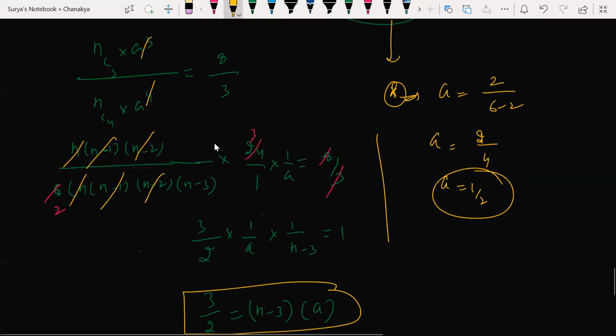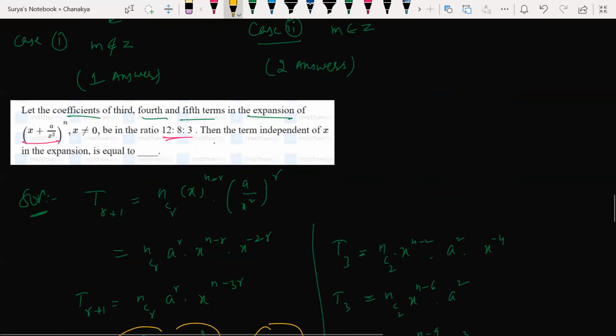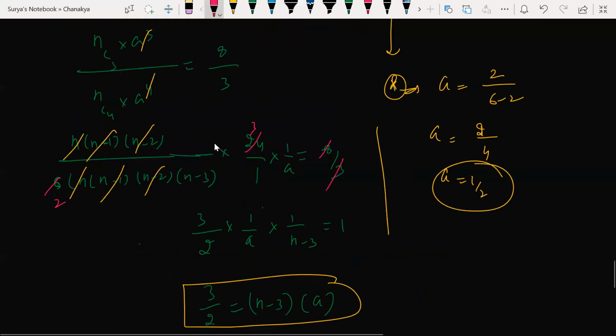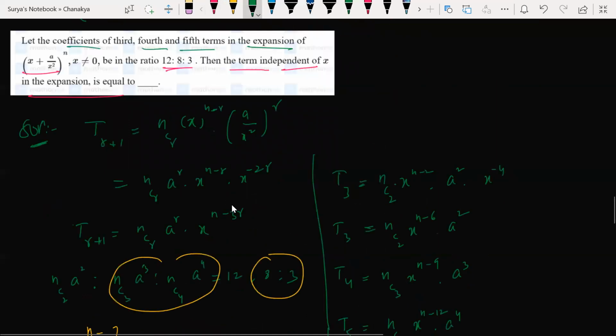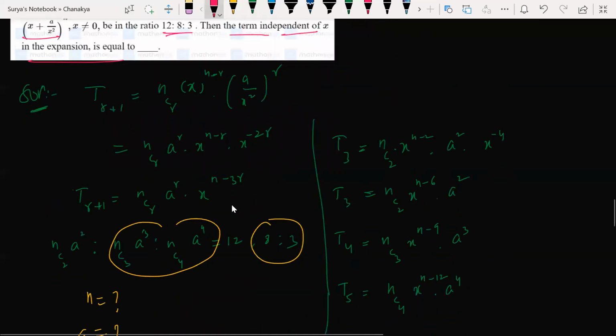So what do we need to write? What is he asking us to write? The term independent of x in the expansion. You have to write the term independent of x. So T r plus 1 is equal to nCr a to the power of r b, x to the power of n minus r into x to the power of minus 2r. This is what we got here. I'm substituting here above.